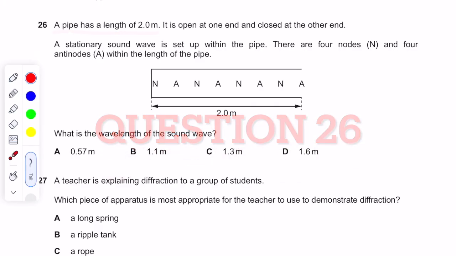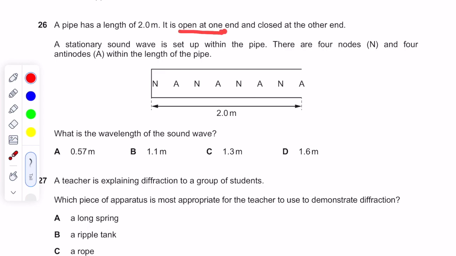A pipe has a length of 2 meters. It is open at one end and closed at the other end. Stationary wave is set up within the pipe. There are 4 nodes and 4 antinodes within the length of the pipe. What is the wavelength of the sound wave?